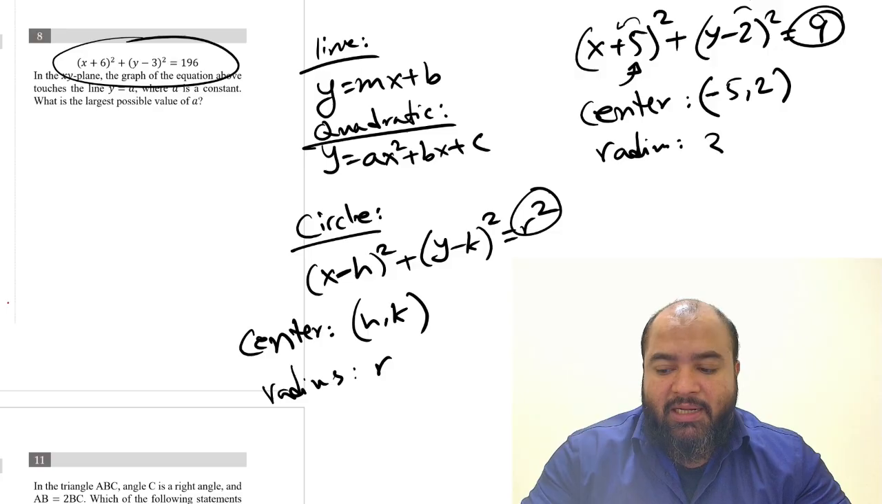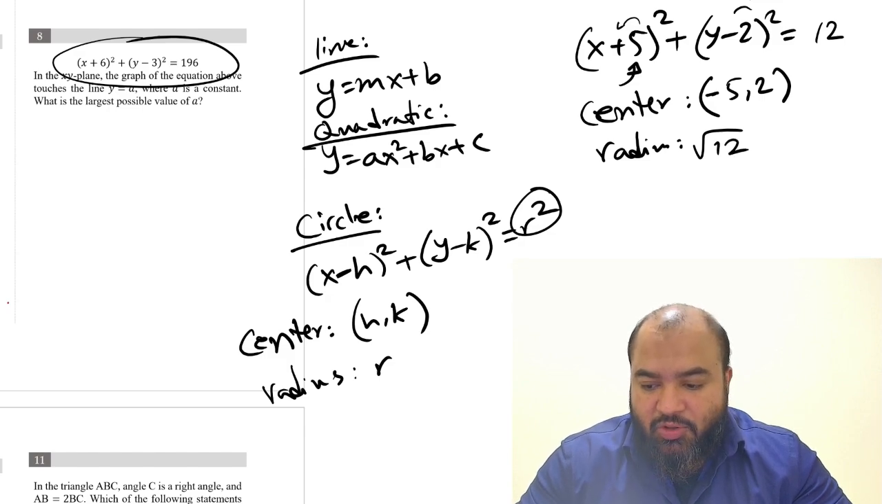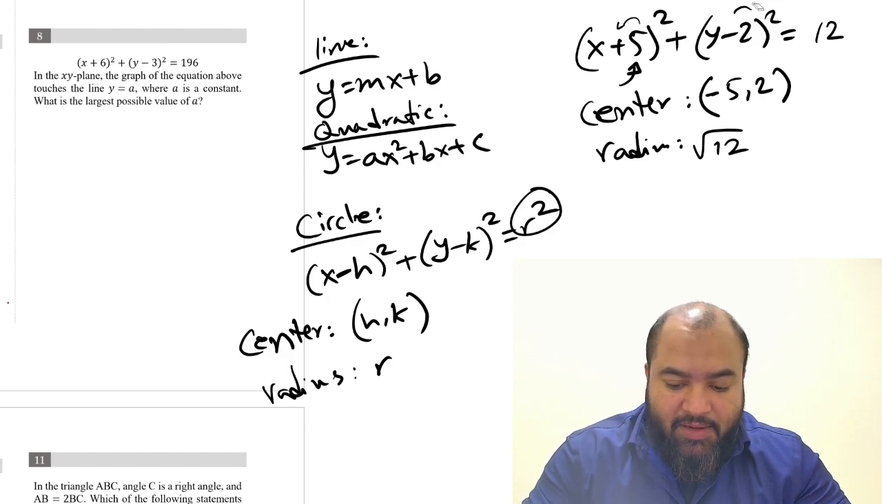So square root of 9 is 3. If 9 were to be, let's say, 12, you cannot take the square root. The answer will be square root of 12. Okay, so that's the basic idea behind this question. Now let's come back to the question.